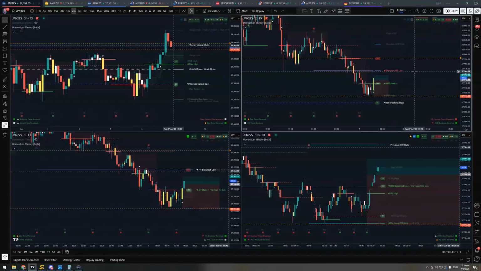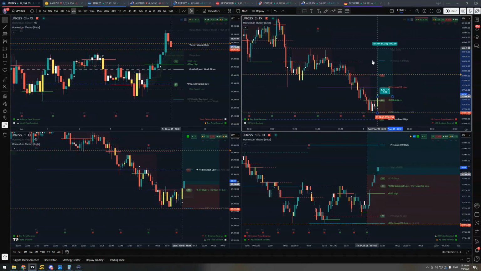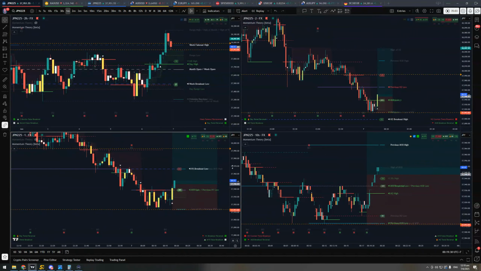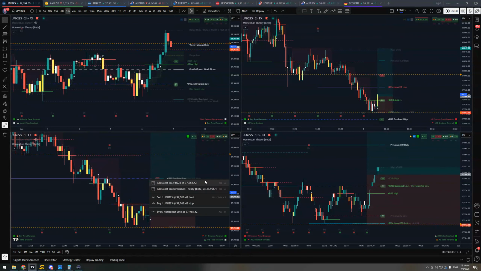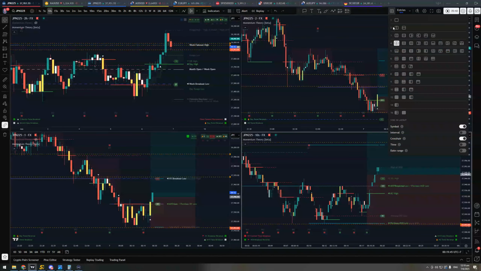I'm going to be sizing into this trade. Second entry is going to be above the previous M15 high, which is hiding behind this level. So I no longer need to look at that 10-second.